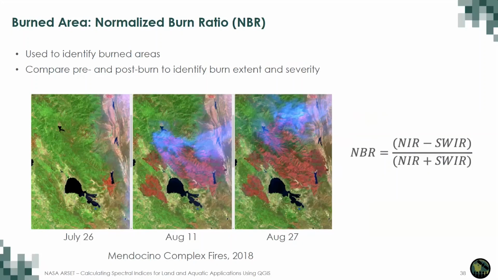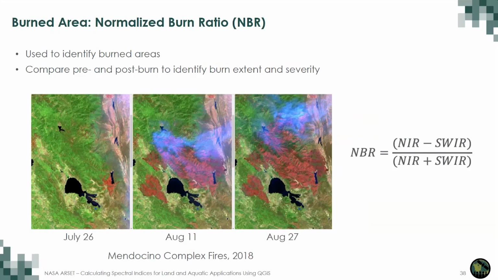To take advantage of this difference in spectral response between healthy vegetation and burned area, we use the normalized burn ratio, or NBR, to map post-fire conditions. NBR uses remote sensing data, the near-infrared and shortwave infrared, to map burned areas and ultimately assess burn severity. You can see how this calculation is completed here on the side.